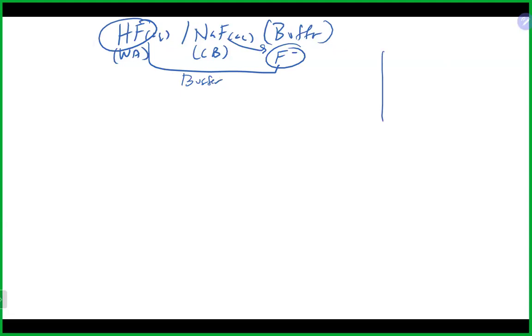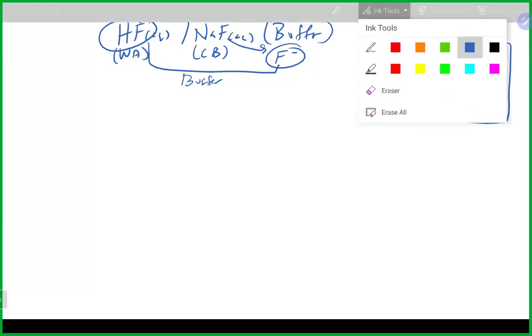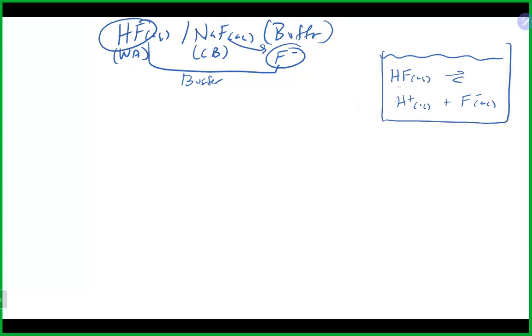So if I have this as my buffer in solution, because that is a weak acid, it is not going to 100% break apart. It is instead going to set up this equilibrium of HF, we'll include the arrows, H plus and F minus. Now, once again, as we talked about before, what we now have in this solution is the acid part of the buffer, and we have the base part of the buffer. And this again is our buffer, right?